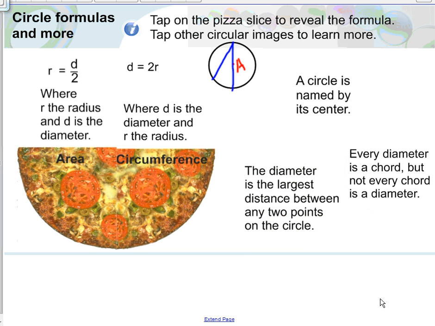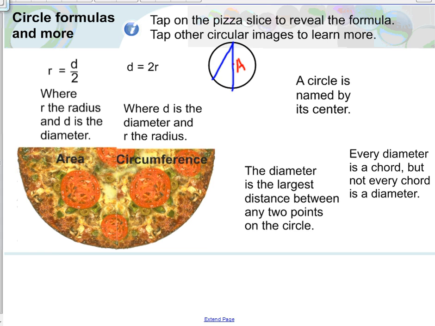And the last bit of information we're going to learn about circles is that the diameter is the largest distance between 2 points on the circle. Okay, so for example, this line right here, the diameter, is larger than this chord right here because these 2 points are the farthest away from each other on that circle.